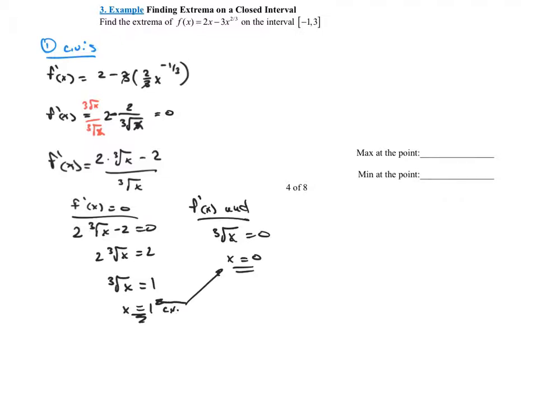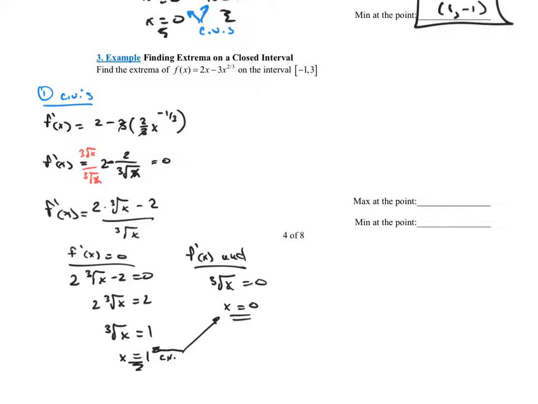Notice x equals 0 is also in the domain of my function. I can plug 0 into the original function. Both 1 and 0 can be plugged in. I know that this function's continuous. I know these are critical values where the derivative equals 0 or the derivative doesn't exist.